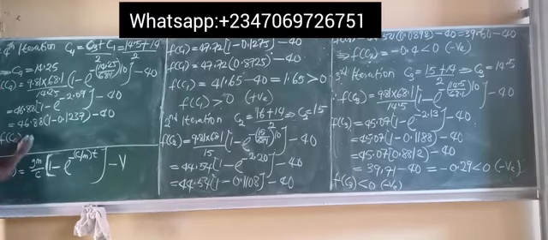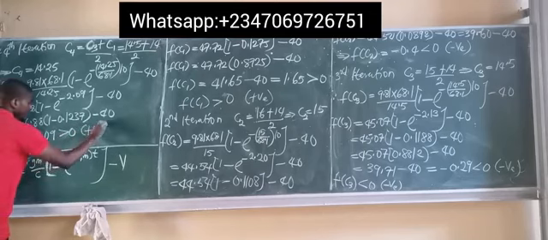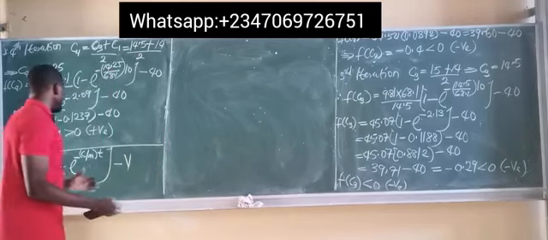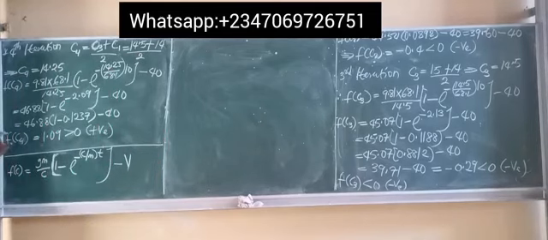Alright, so this gives us 1.09, which is greater than 0 and lies on the positive axis. When we did the first iteration, we obtained our function to lie on the positive axis when we use the root for C4 as 14.25.